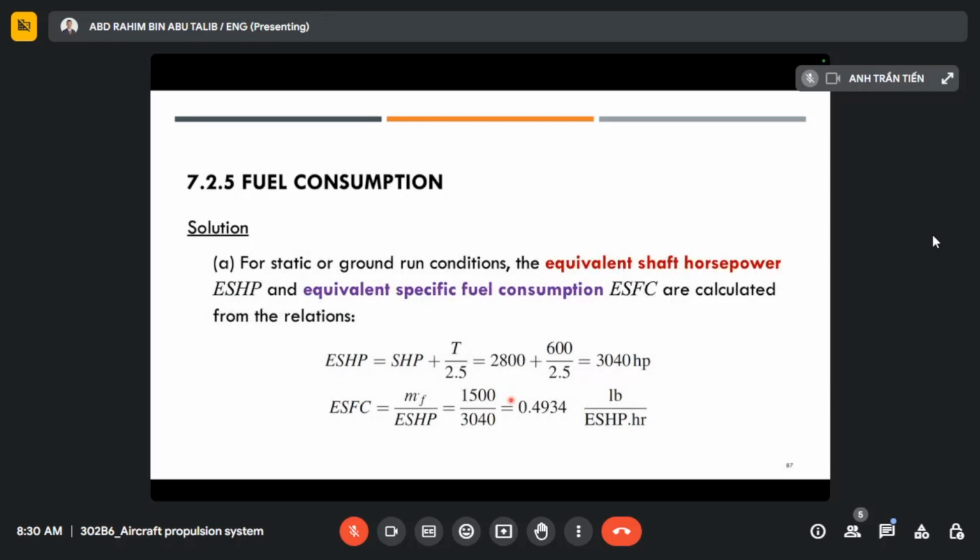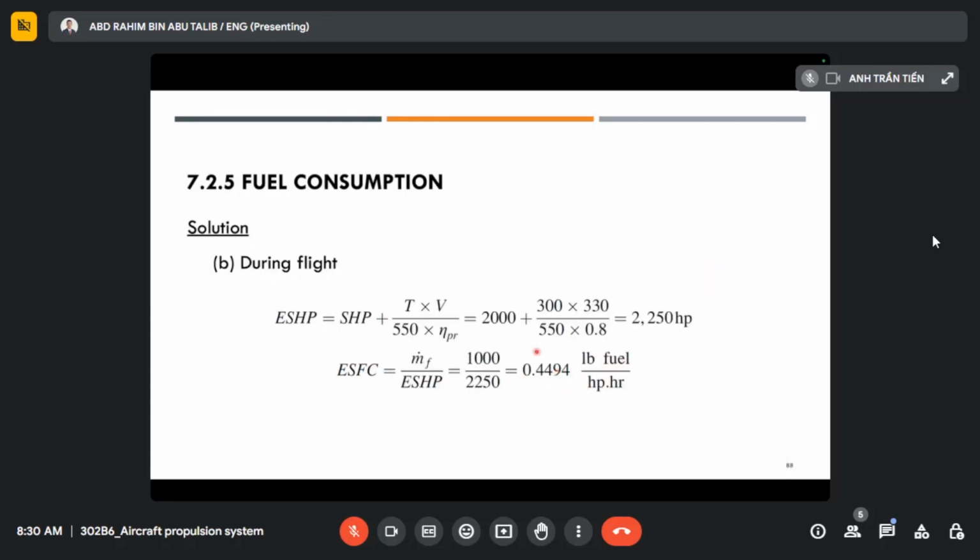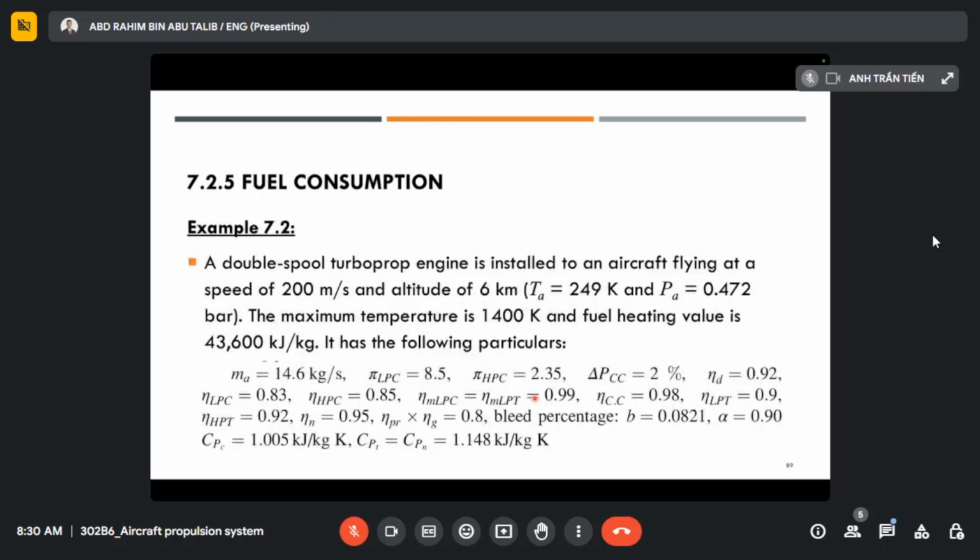You can see here, it is not that different. For static condition, it is 0.4934. For during flight, it is 0.449 for equivalent specific fuel consumption, because you consume more fuel for takeoff or at static condition compared to cruising in flight.